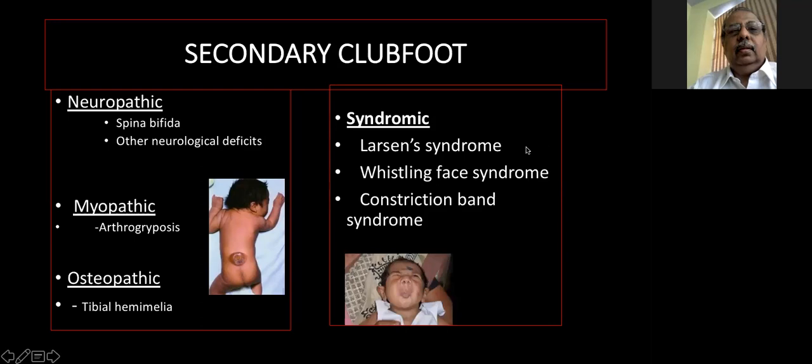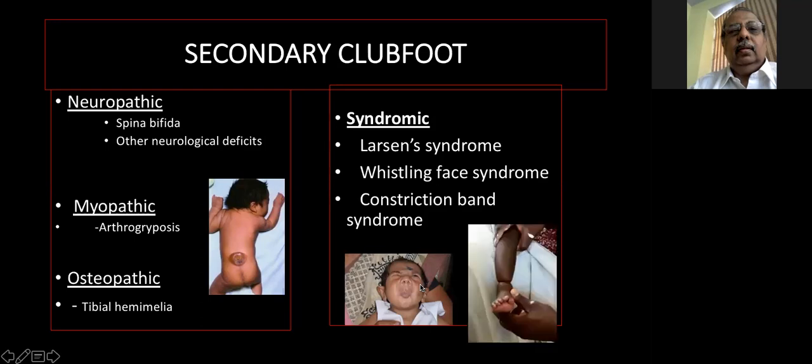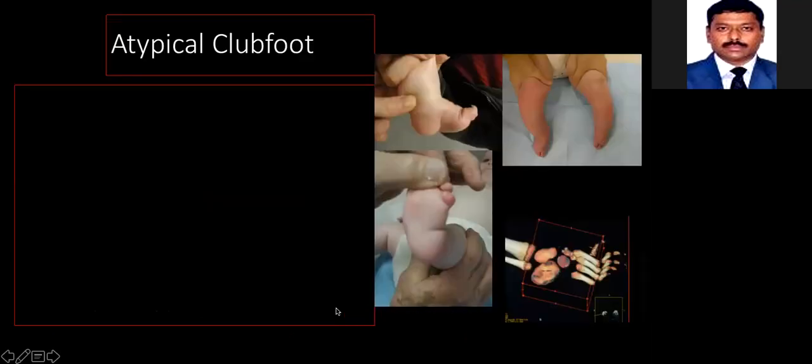So this is a family. I have got a few of these cases coming to our OPD. This is the whistling face syndrome. This is the congenital constriction band syndrome.